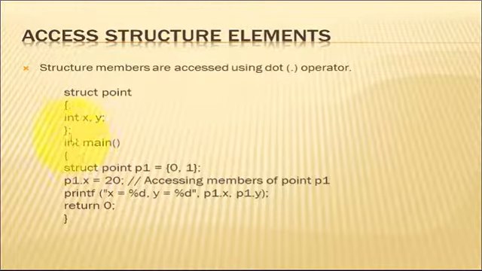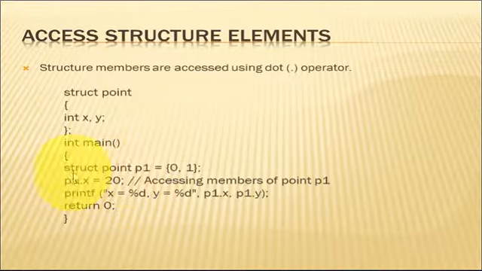Here in struct point we are declaring a structure. struct is the keyword and point is the tag. Inside that we have 2 data members, x and y, both with the same data type, integer. After that we close the curly braces with a semicolon. Then inside the main function, we declare a structure variable, p1.